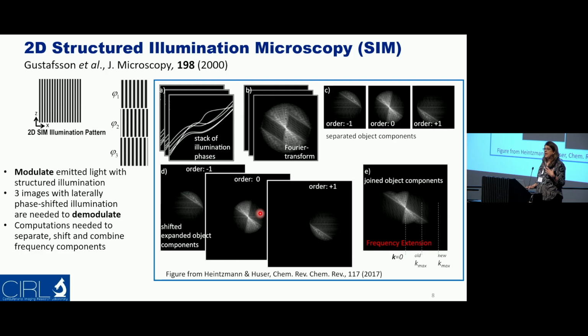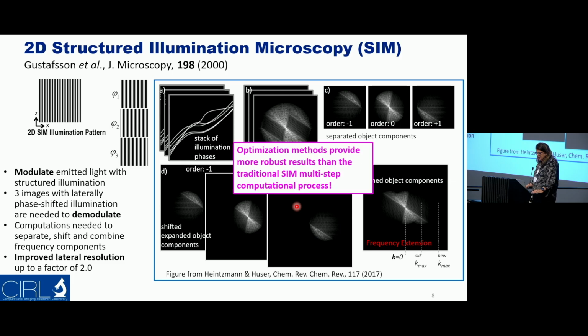and then you can extend and recombine these frequency components to get a new spectrum with extended frequencies, which gives you now an improved lateral resolution of up to a factor of 2. So that worked really nice, and that was really the game-changing by using structural illumination since then.